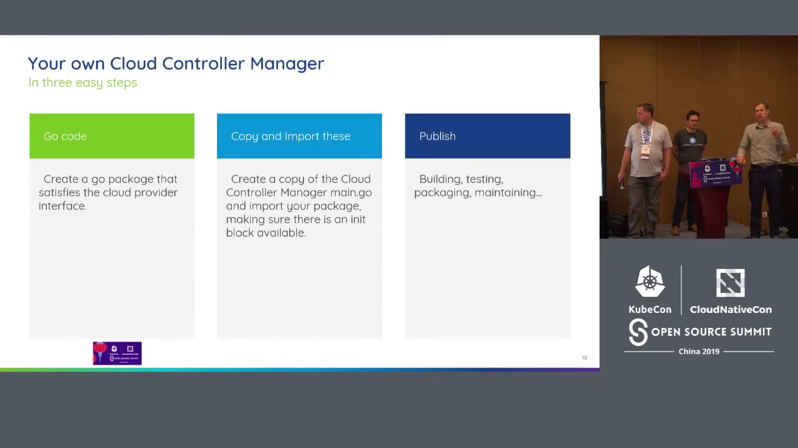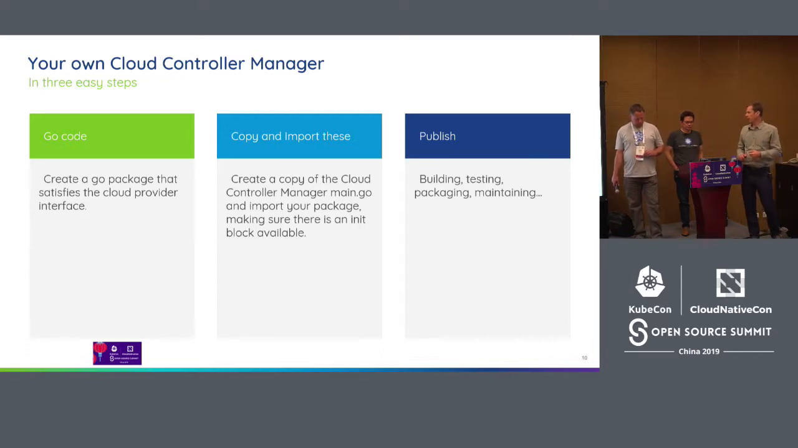So the first step is you need to write a package that will satisfy the cloud provider interface. The next step is to create a copy of the cloud controller manager main.go and import your package. And so you're taking the package that implements the interface and you're wrapping it inside of an executable that is common amongst all the cloud providers and has an init block that loads your provider code. And then finally, you go through the work of publishing, which means building and testing that your code works, both through integration testing as well as functional testing, packaging it inside of a container so that you can launch it as an application, and maintaining it and supporting your customers who are going to be consuming this cloud provider.